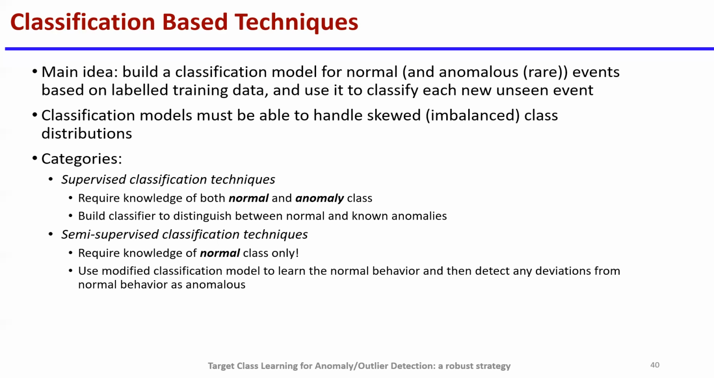Here we have two categories. One is the supervised learning technique, so we need the knowledge of both normal and abnormal classes. And second is the semi-supervised classification techniques, where we are limited to the knowledge of the normal class only. So these are the two techniques for deriving the anomaly detection methods.